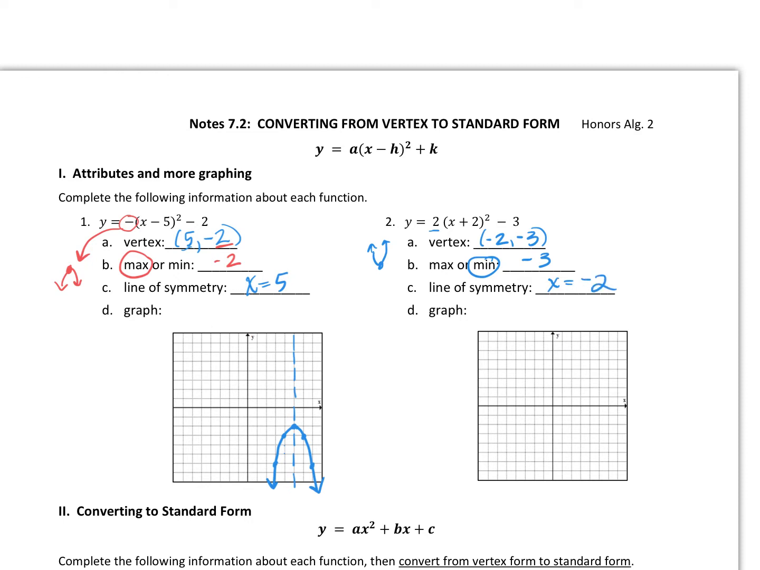And now I graph. So I go left 2, down 3. I'm opening up, I know that. And I have a stretch of 2, right? So I'm going to go over 1, up 2 instead of 1, over 2, up 4.